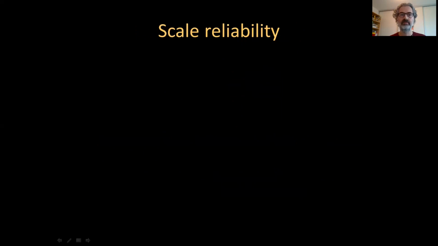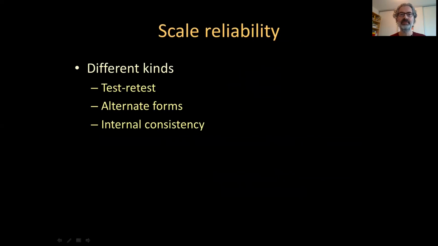In general, to sum up, scale reliability as a concept includes different ideas. There are different kinds of reliability, such as test-retest, alternate form reliability, and internal consistency. And they all have to do with correlation. So test-retest is the correlation between 2 administrations of the exact same test. Alternate forms is the correlation between the scores on 2 versions of the same test. And internal consistency is an index that quantifies the variability in test scores that is accounted for by covariance among the items.